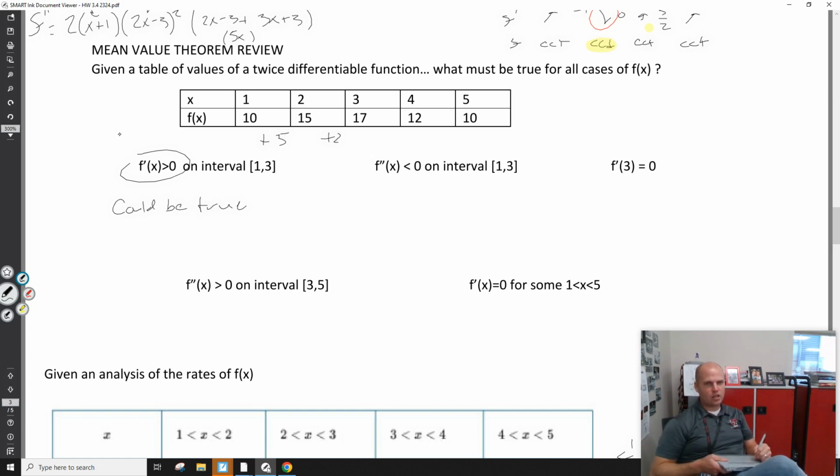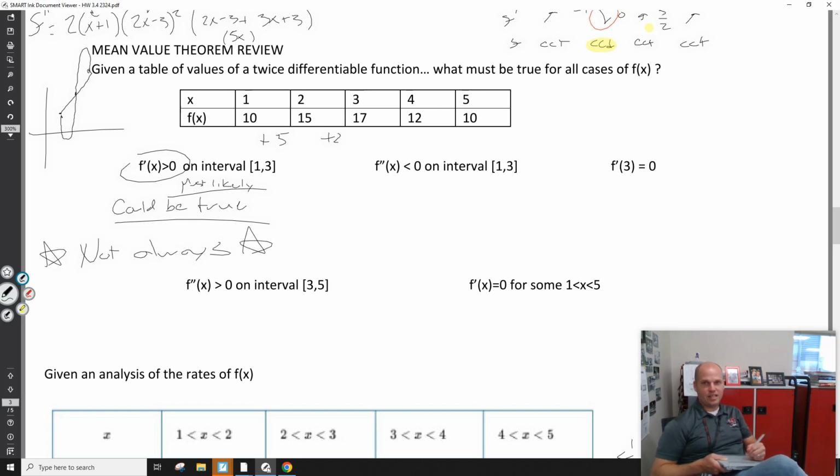Why do I say could be true and not must be true? Why do I say this is most likely true? Well, because there's a possibility that between 1 and 10, 2 and 15, and 3 and 17, we don't just connect like that. That's a could. That's a most likely. But you don't know for a fact that your function goes like that. Maybe your function decreases and increases between 1 and 3. All you know is that you have a select set of points. So it could be true. It's most likely true, but not always. And that's the answer. This is not a must be true. This is a could be true. This is a most likely true.